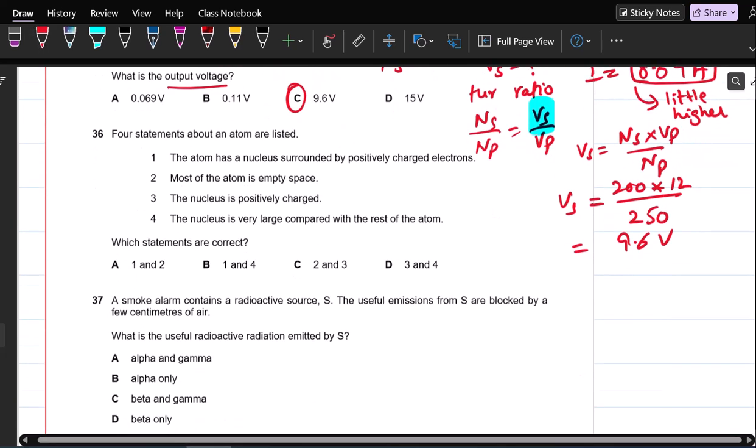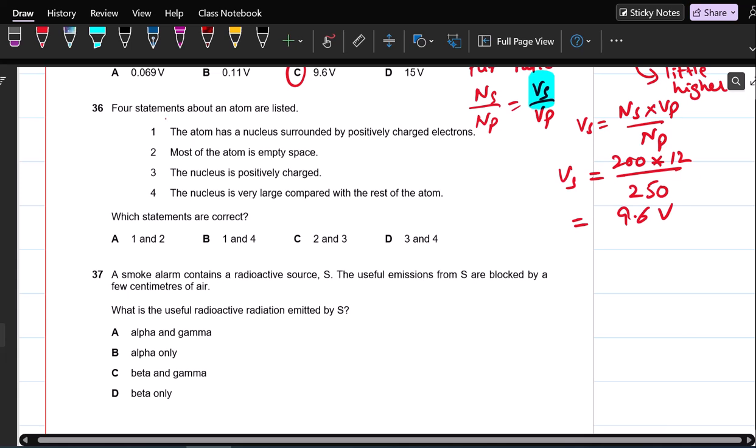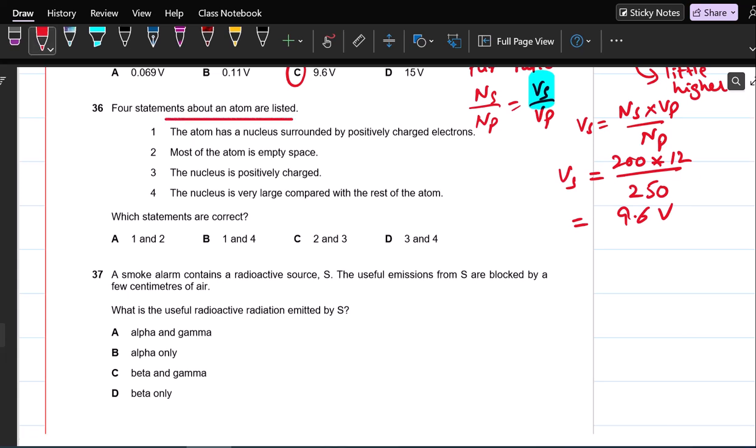So dear students, now we are on question 36. Four statements about an atom are listed. The atom has a nucleus surrounded by positively charged, no, no, no. Electrons are having negative charges. Most of the atom is empty space. Yes, possible. Most of the atom is empty space because here we have a nucleus, then we have a cloud of electrons. This is empty space.